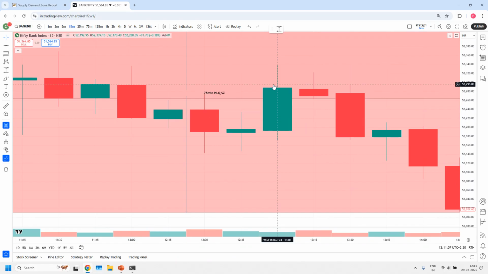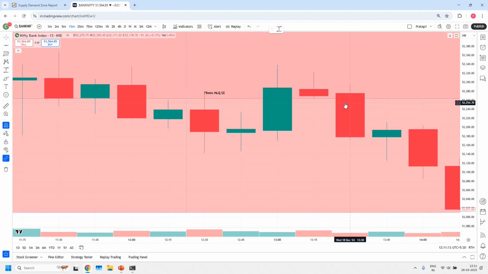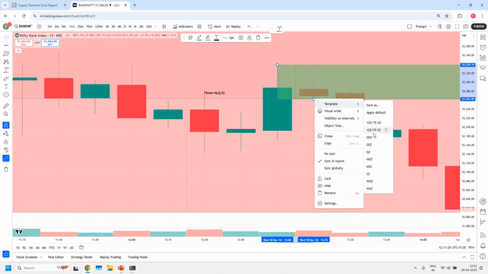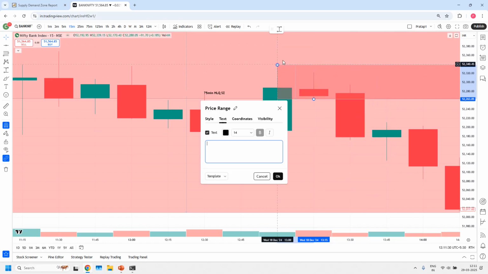18, 12, 13 rally base drop. 18, 12, 13, 30. This is 13, 30. So let us draw the zone. The higher wick, this should be distal line. This is the proximal. So this is a 15 min high liquidity supply zone.